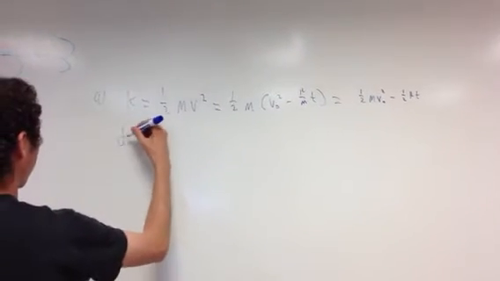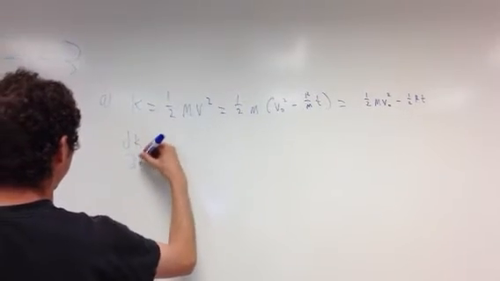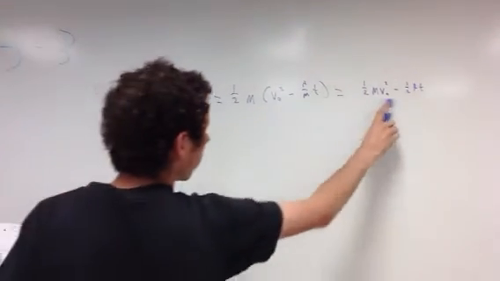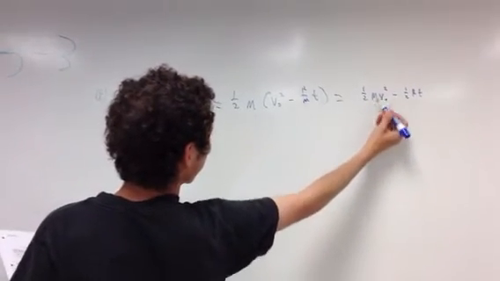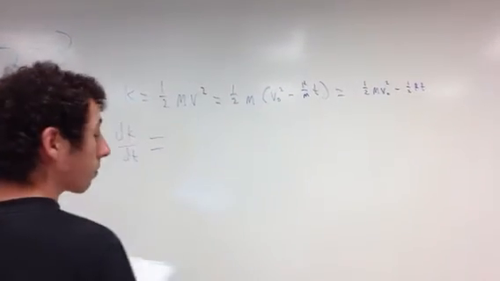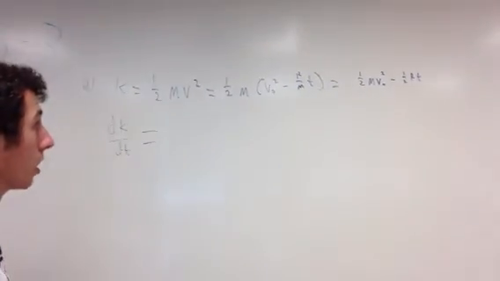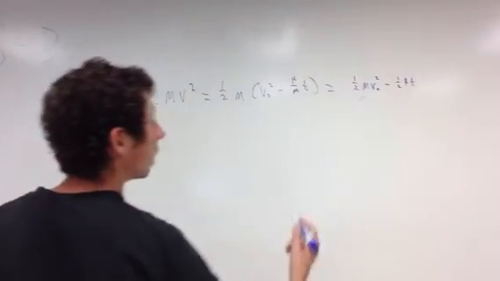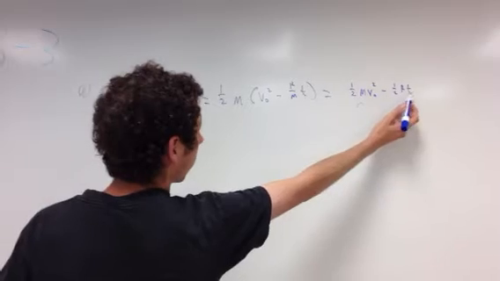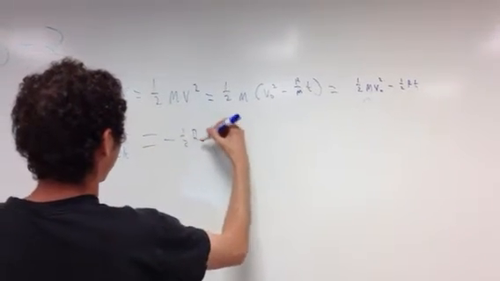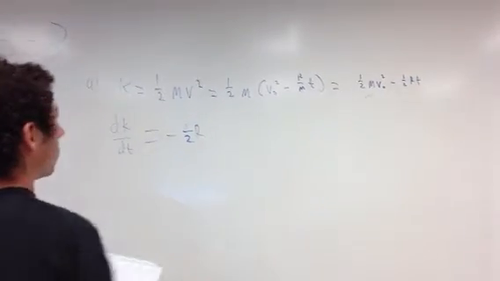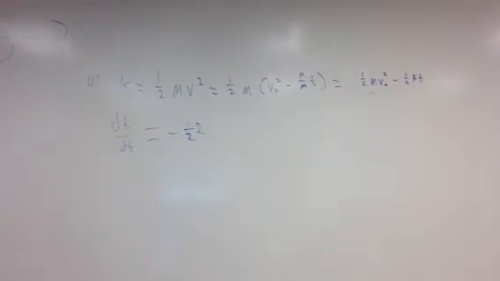So we need to find the derivative of K. We need to find dK/dt. So I need to take a derivative of this. 1/2 mv naught squared is a constant, so it just turns into 0. The derivative of -1/2 RT with respect to t is -1/2 R, which should be the answer in the back of the book.